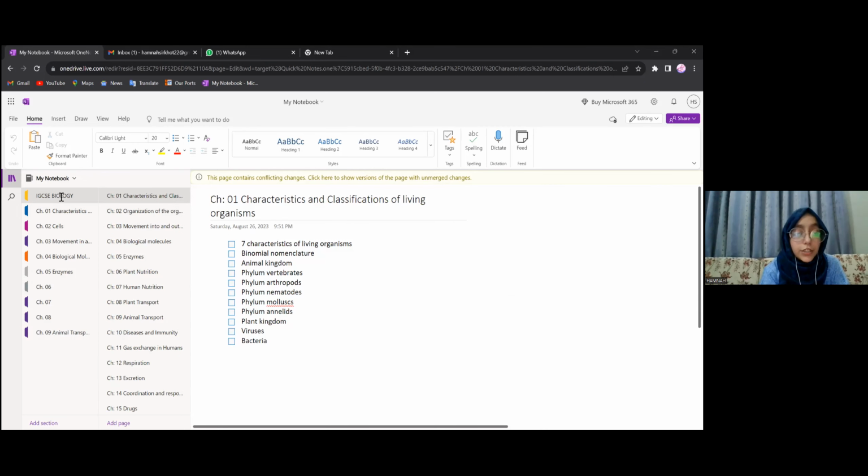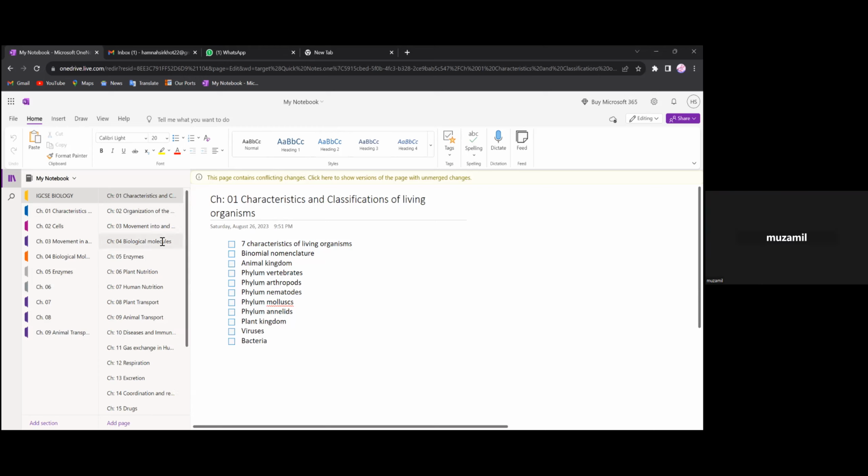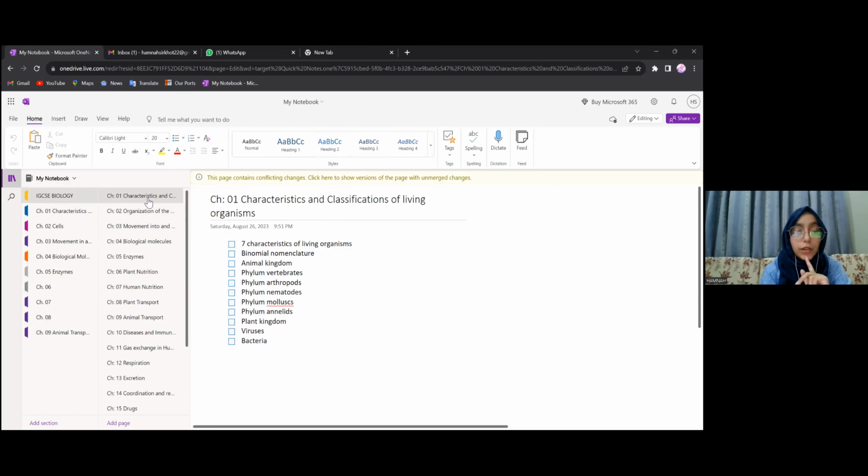So this is your ID. This is my notebook that I prepared. Do you see my screen right now? Yeah, I can see. Okay. So in this book, this is IGCSE biology, and these are all the pages that are inside this IGCSE biology.